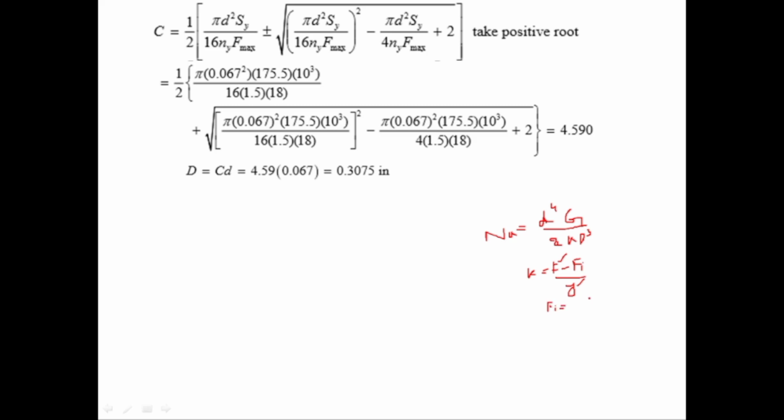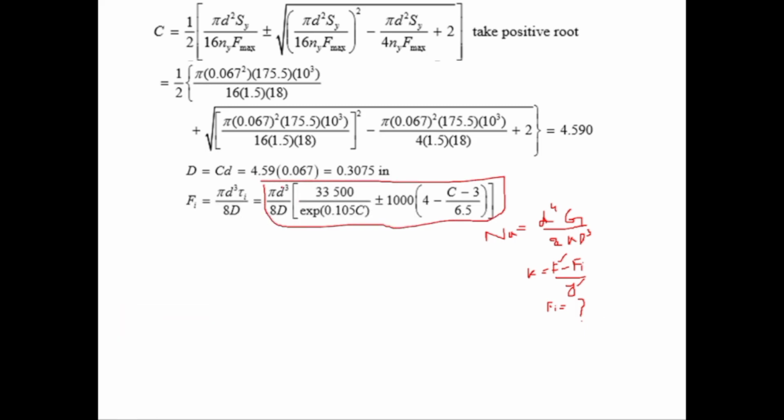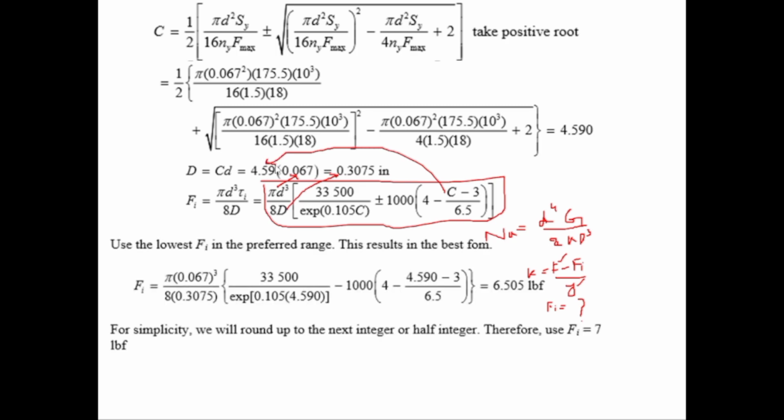Now let's estimate this Fi, for which the equation is given in the book and we have discussed it in the theory lecture as well. This is that equation. Wire diameter is 0.067 and this mean coil diameter is 0.3075 and C is 4.59. So putting all these values, Fi equals 6.505 lbf. For simplicity, let's take it 7 lbf. So k is equal to 18 minus 7 divided by 0.5. After the calculation, it will give you k equal to 22 lbf per inch.